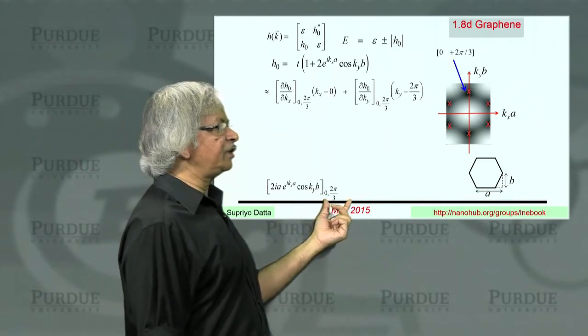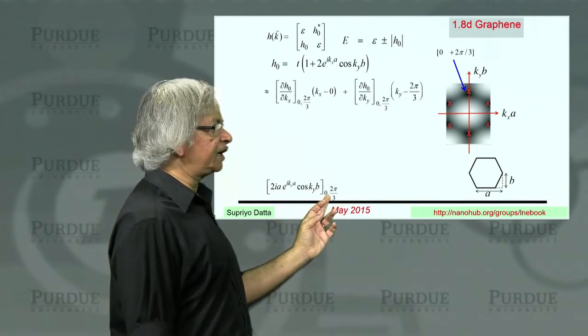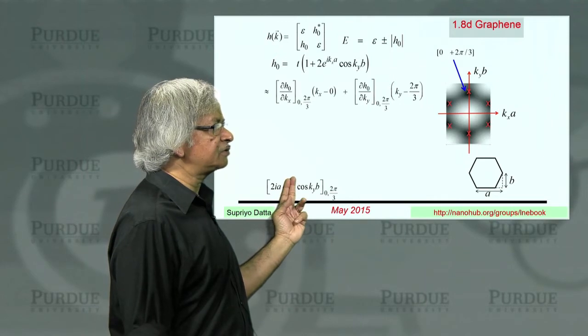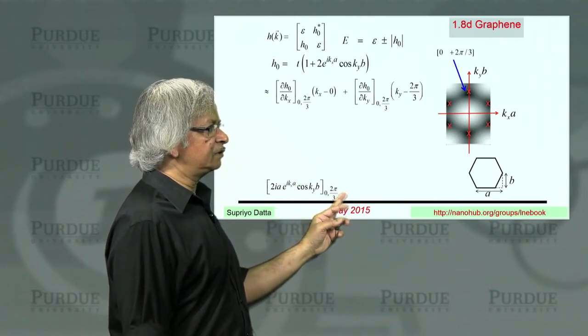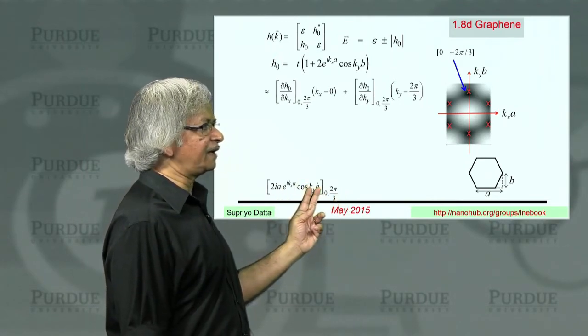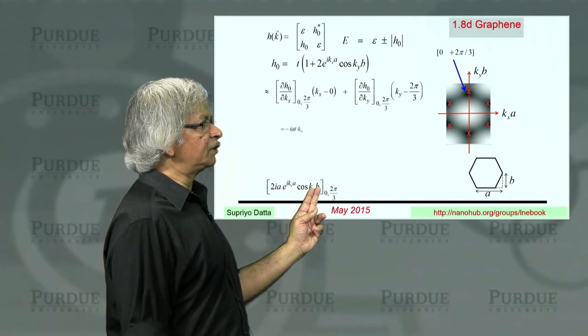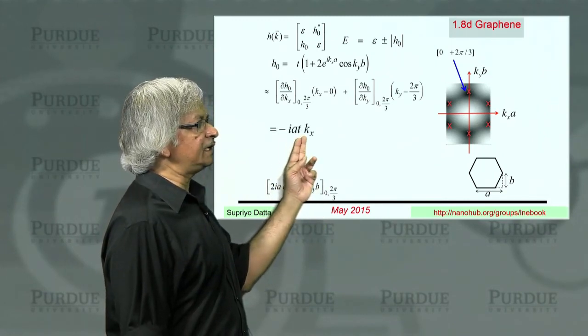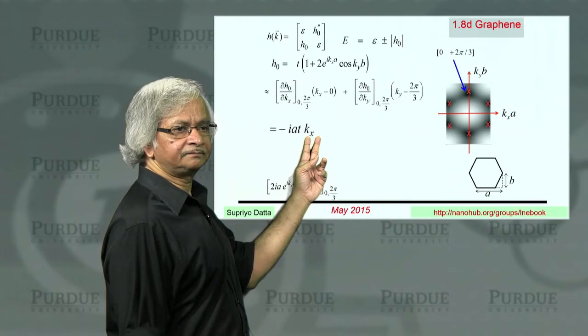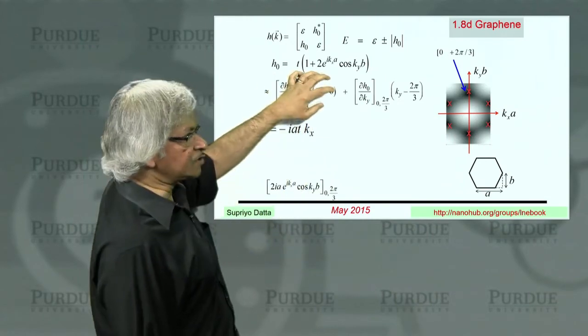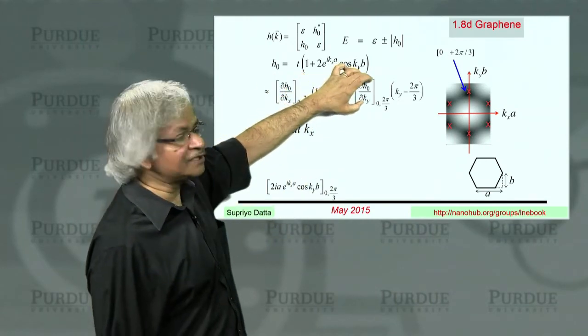Okay, now you evaluate it at that point. So put in kx equals 0, which means this drops out. Put in kyb equals 2 pi over 3. So you get a minus a half. So what you then get is minus iat times kx. So that's this one. Next we need to do the second one.